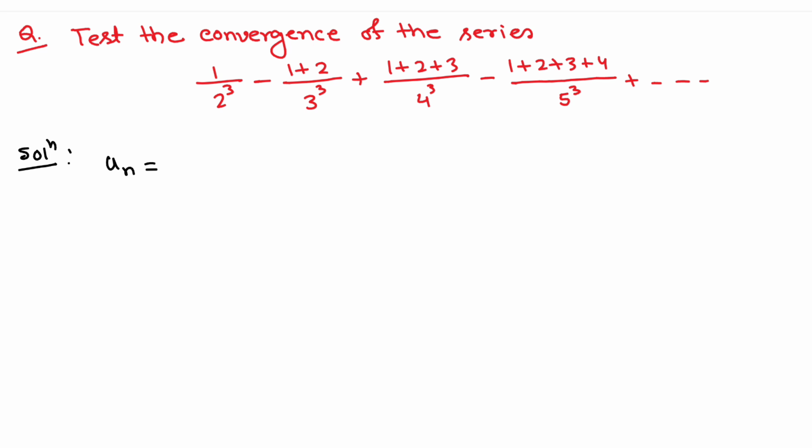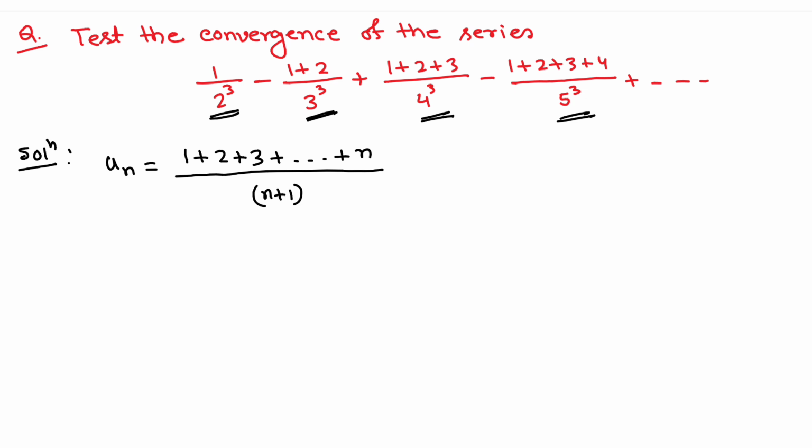So obviously there will be n numbers, so 1 plus 2 plus 3 plus dot dot dot plus n divided by, when n equals 1, the denominator is 2 cube, n equals 2, 3 cube, n equals 3, 4 cube, n equals 4, 5 cube. So for n, it is n plus 1 cube. Clear? Now simplify.